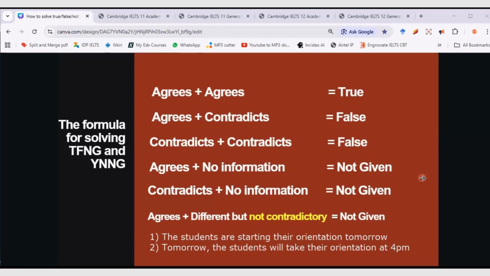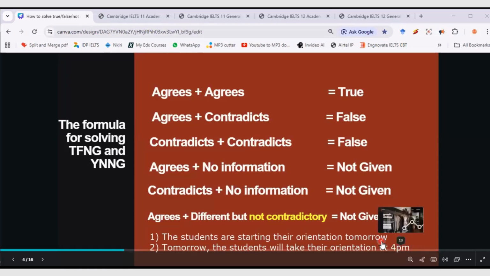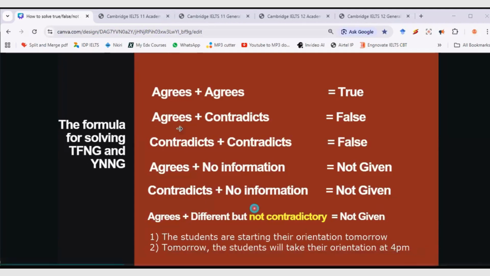In this kind of situation, you are seeing that like 80% of the statement is supported by the passage. But this part that says 4 p.m., you cannot see it in the passage. It's neither supported nor contradicted. What you are going to do in this kind of situation is pick not given. Why? Because the statement has presented what we call extra information. Hope you get my point now.